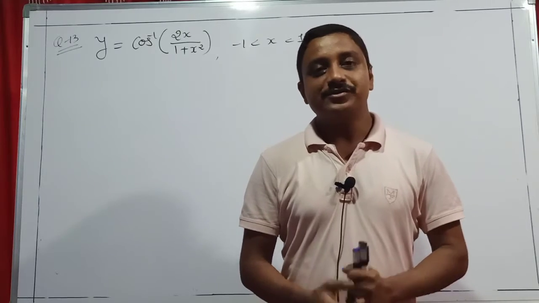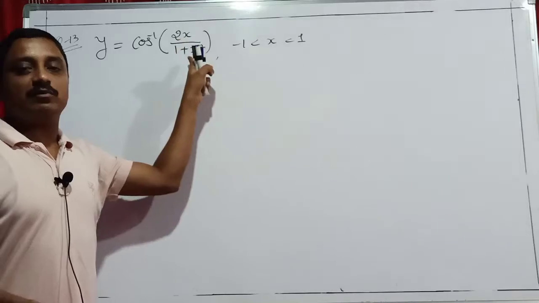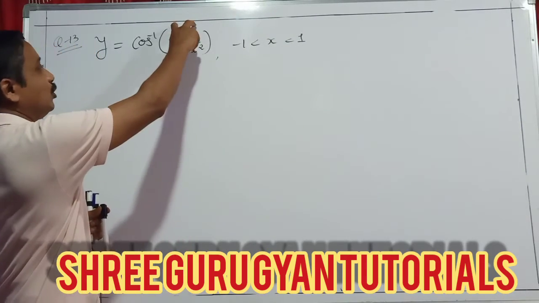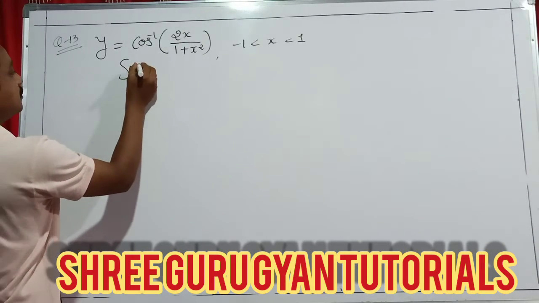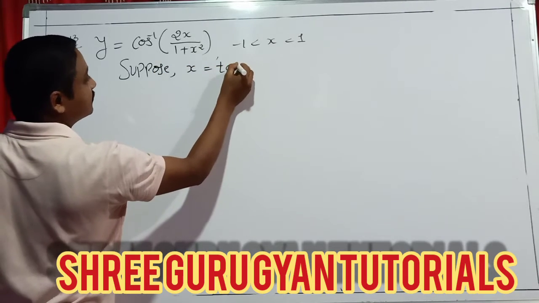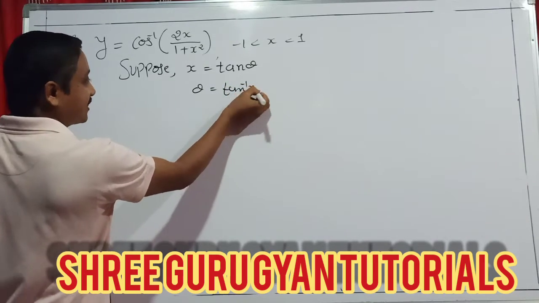Continue, students. Same as the next numerical. Our question is cos inverse of 2x by 1 plus x square, in the range of minus 1 to 1. Students, you know this criterion: x is equal to tan theta. So suppose x is equal to tan theta. What do you get for theta? Yes, it is tan inverse x.